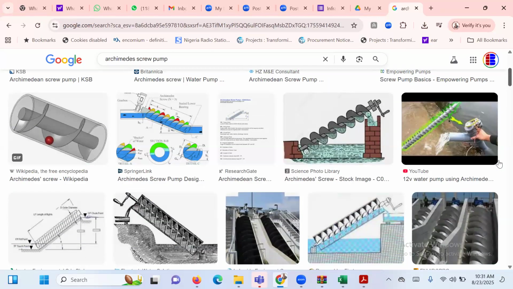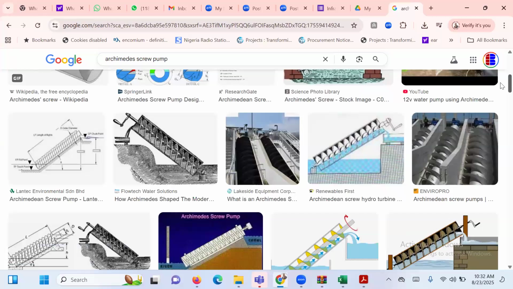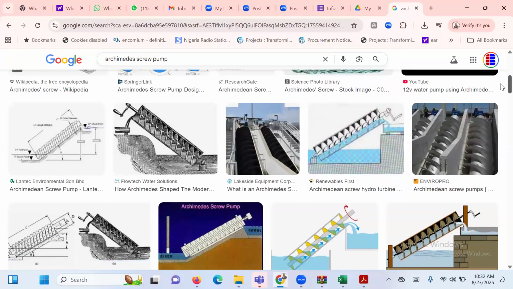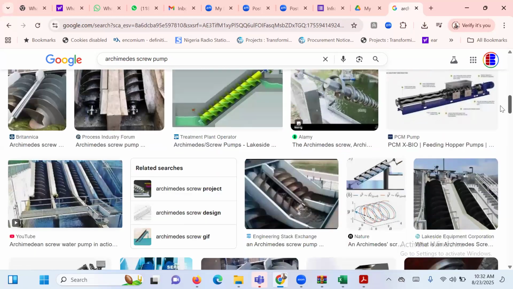So this is just what it is. This is what every treatment plant uses. It's not negotiable, gentlemen. So if you're asked to design a treatment plant, just know that to take water from your intake to the treatment plant located within the same place, you must use an Archimedes screw pump. That is just what it is.